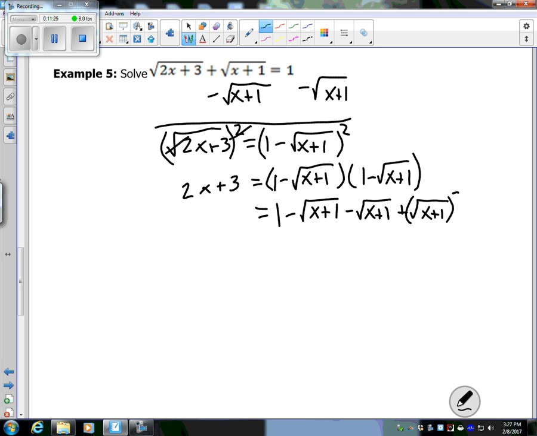And on the left side we have 2x plus 3. Oh, the left side's so much easier. So let's combine some like terms here.